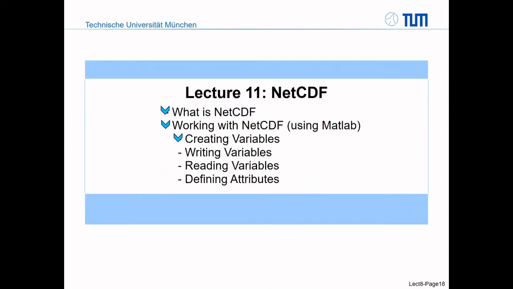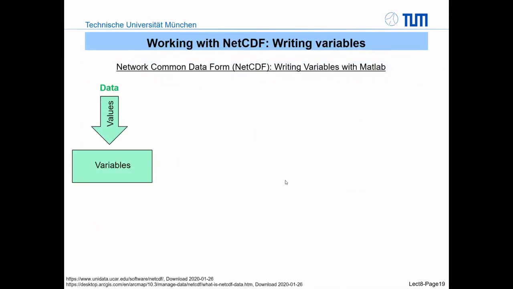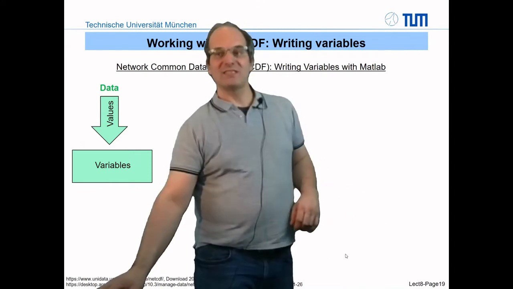The normal way is, if you produce a variable, we have this variable now available in the file, and then you have to write data into this variable. So you have to write this variable. How can we do this? We have a variable and we want to write values into this variable. So this is the way.